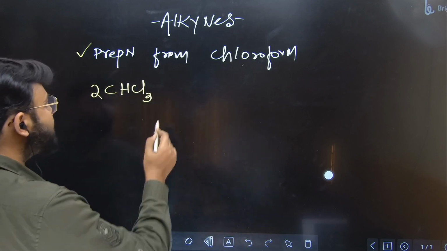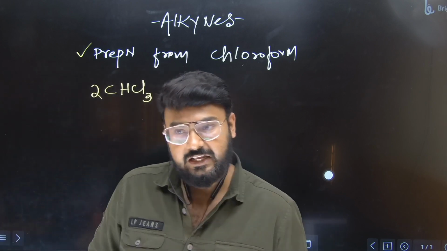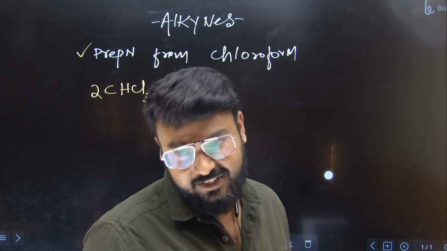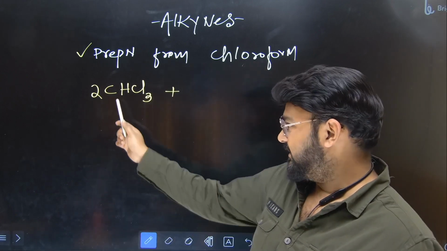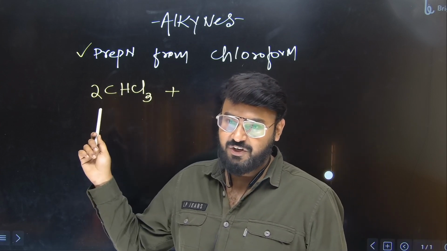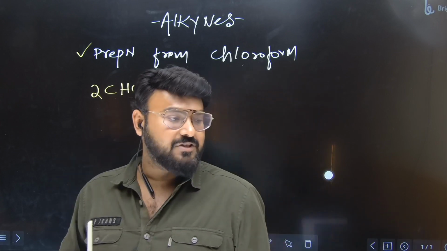Now, you will react this with silver. Silver, being an electropositive metal, will remove the halogens. And in the end, what will happen? From CHCl3, it will become C2H2. I think everyone's getting the idea, right?